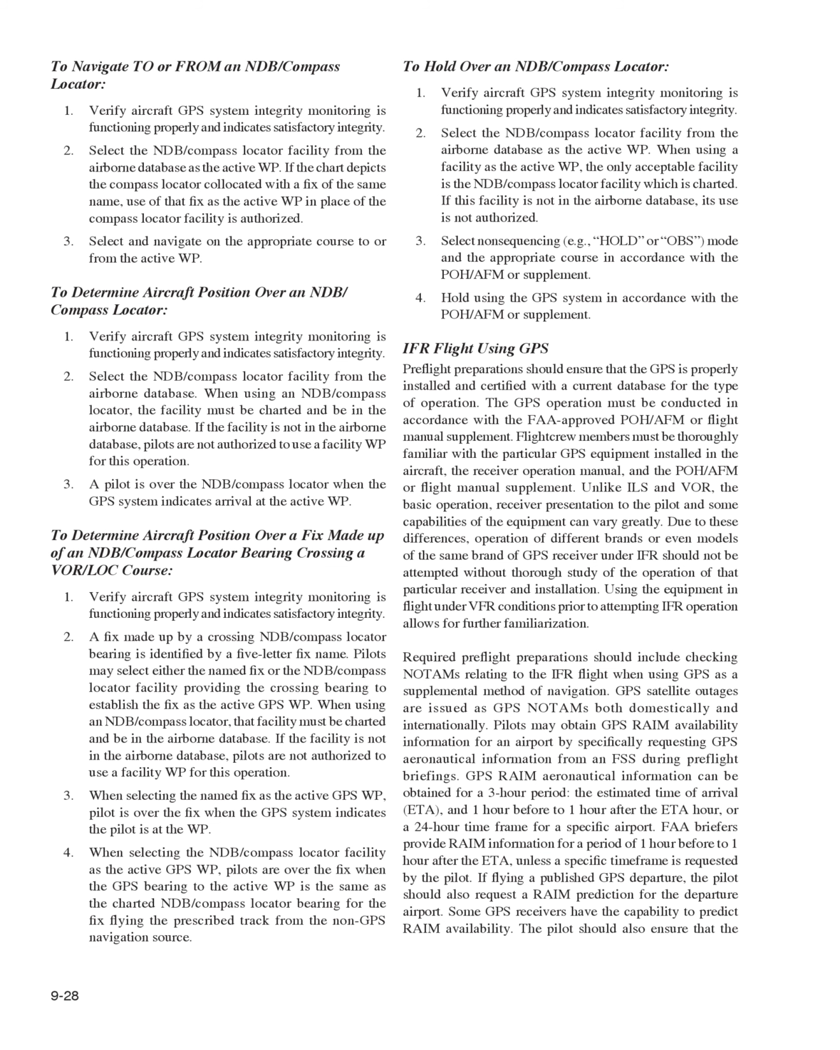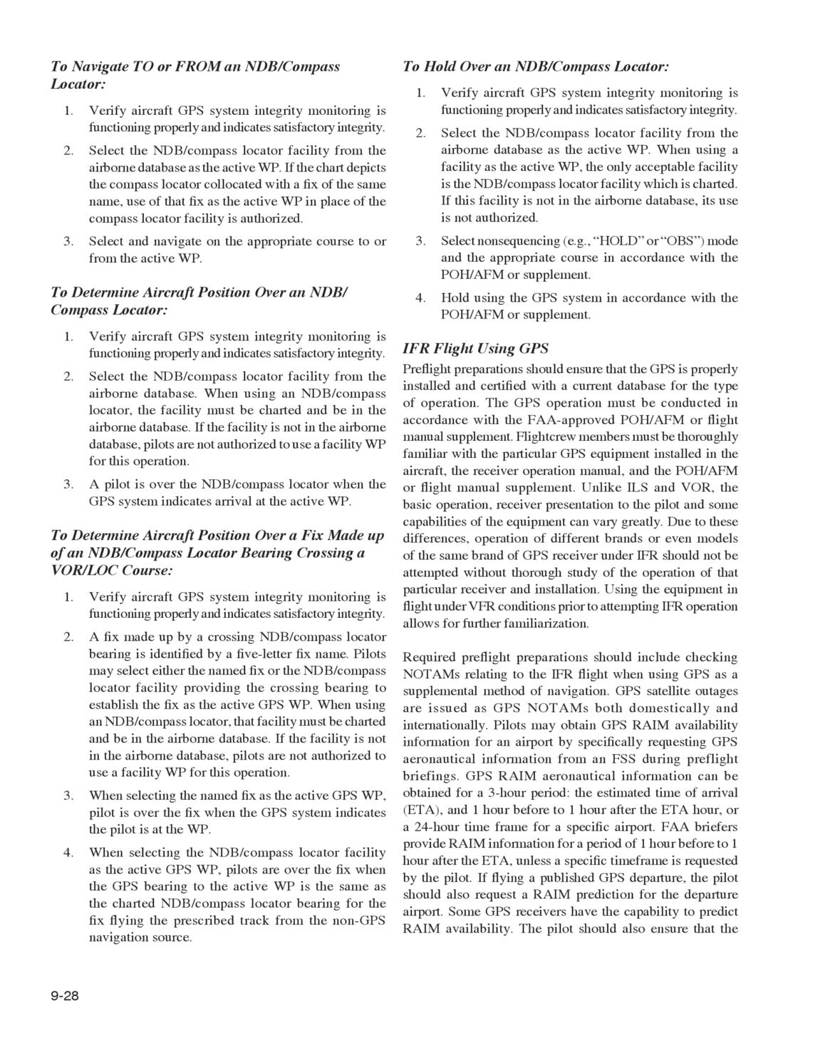To hold over an NDB/compass locator. 1. Verify aircraft GPS system integrity monitoring is functioning properly and indicates satisfactory integrity. 2. Select the NDB/compass locator facility from the airborne database as the active WP. When using a facility as the active WP, the only acceptable facility is the NDB/compass locator facility which is charted. If this facility is not in the airborne database, its use is not authorized.